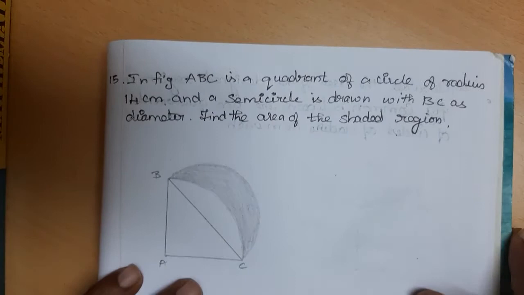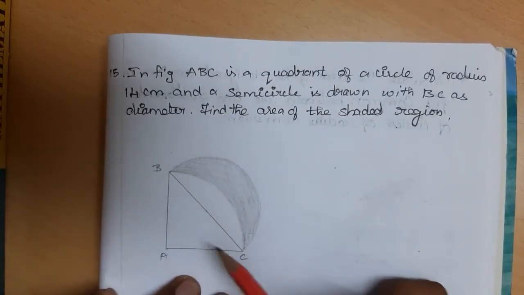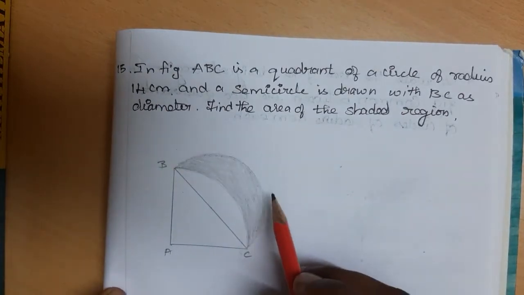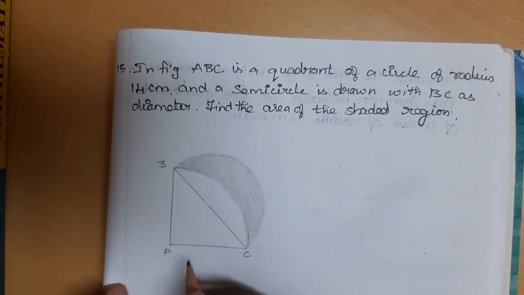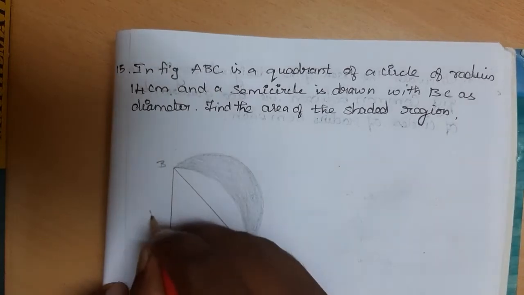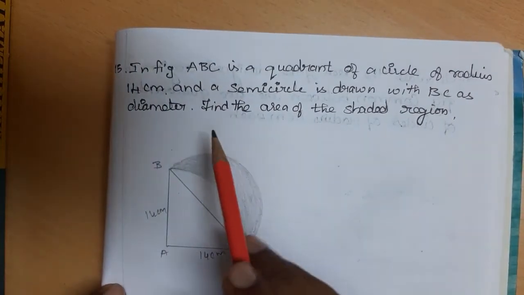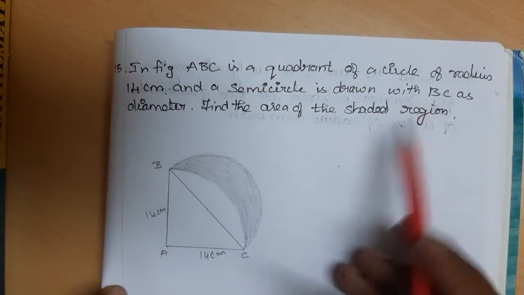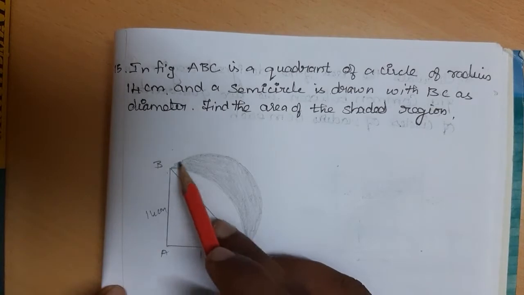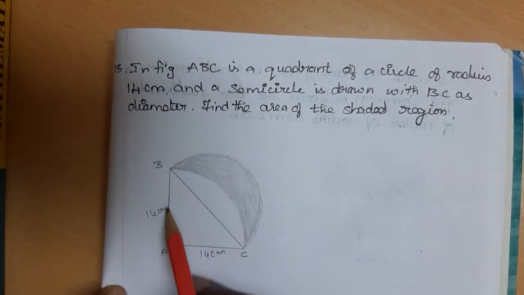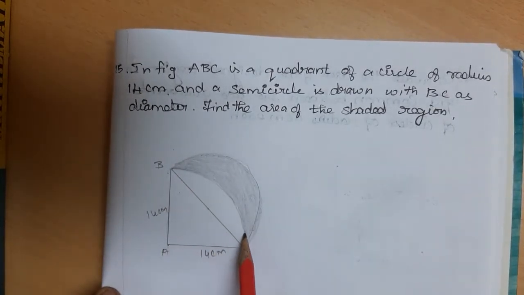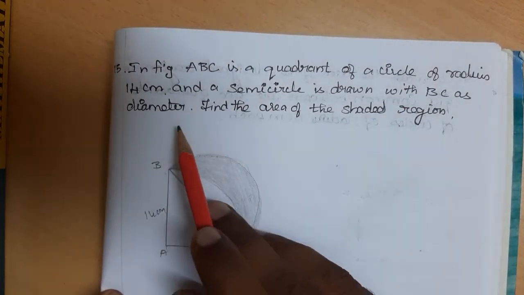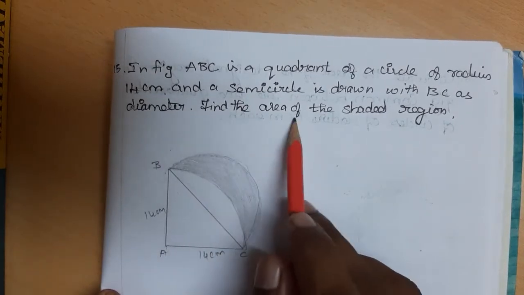So here we go for the next problem. In the figure, ABC is a quadrant of a circle of radius 14 centimeters. So it is given as 14 centimeters. And a semicircle is drawn on BC, so with BC as the diameter, one semicircle is drawn. We can see ABC will be the quadrant and this will be the semicircle. Find the area of the shaded region.